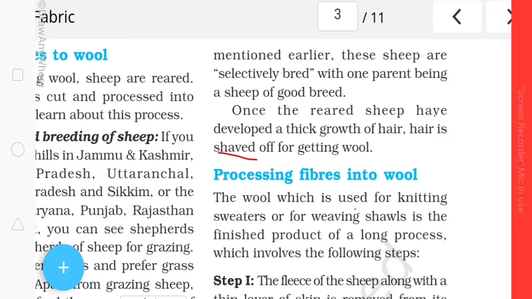This hair will be shaved off. Shaved means just like we are shaving our beard. Have you seen your parents or have you seen your father shaving off their beard? Yes, we shave off our beard. So just like that, in a similar way, we will shave off the hair of the sheep from their skin, okay.